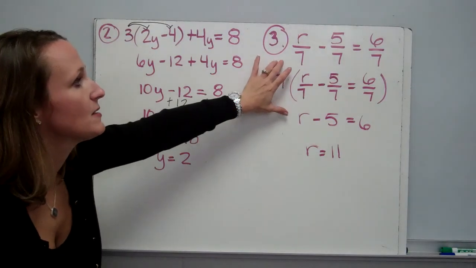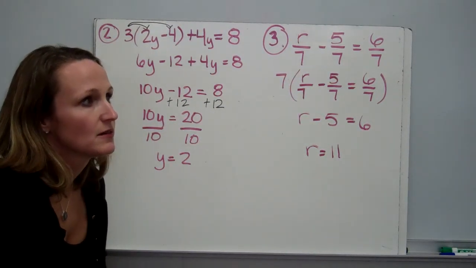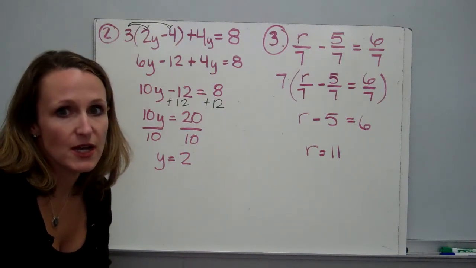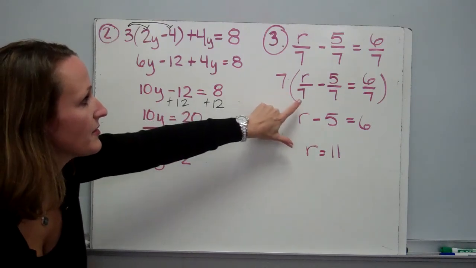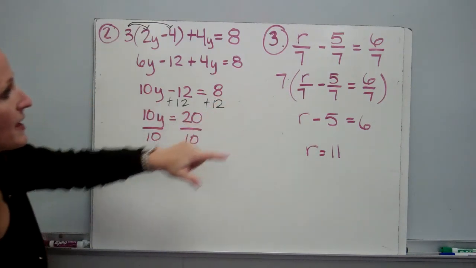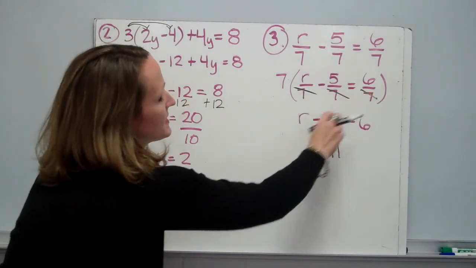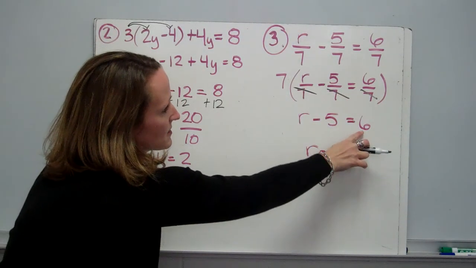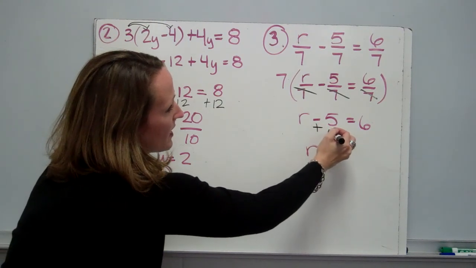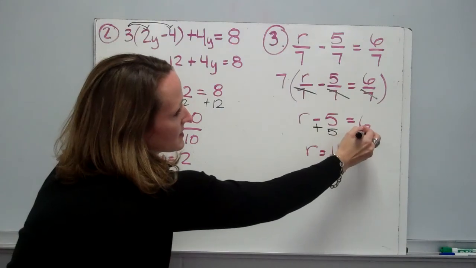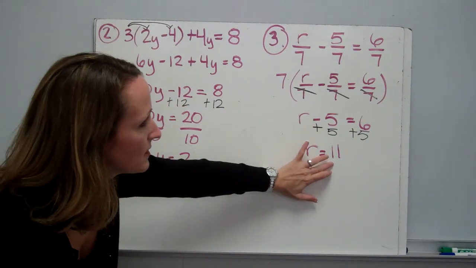Okay, now comes an example where I have fractions. This is a pretty simple fraction, but I'm going to go ahead and check it anyway. To get rid of the fraction, I need to multiply everything by 7. If I multiply by 7, it's going to cancel out this, this, and this, leaving me with just this. So now to solve, it's just a one-step equation. I'm going to add 5 to both sides, and I end up with r equals 11.